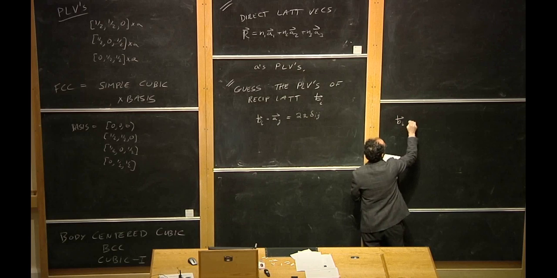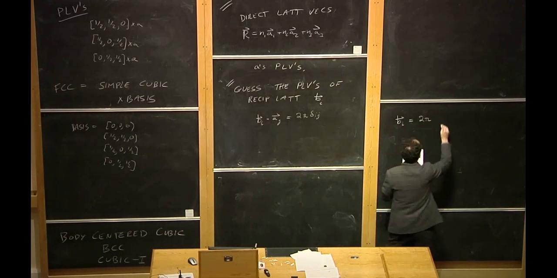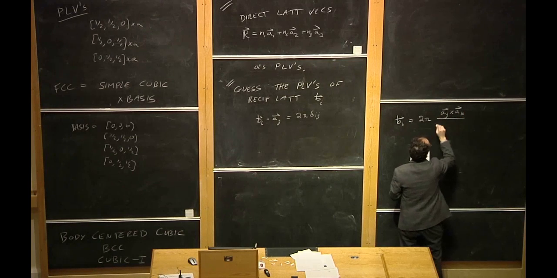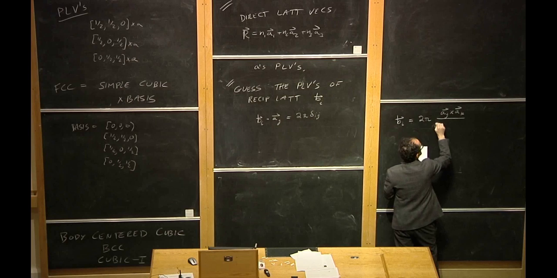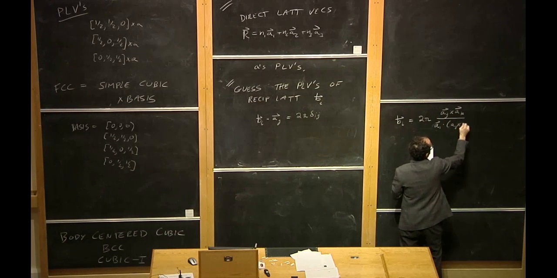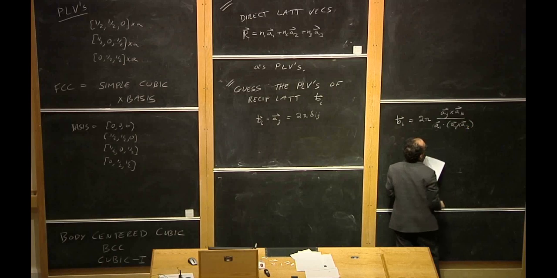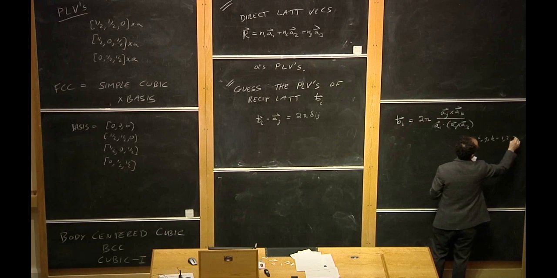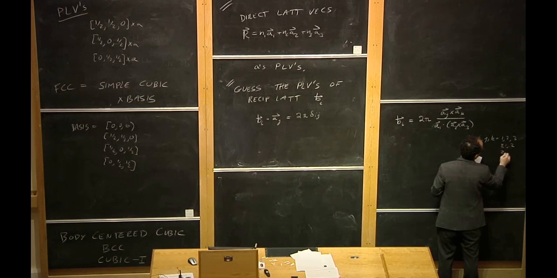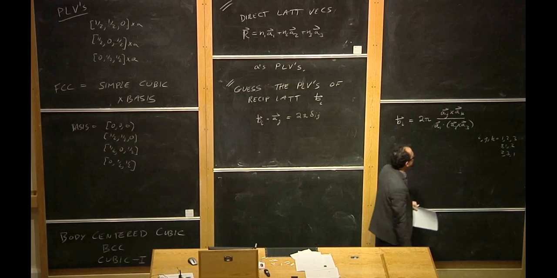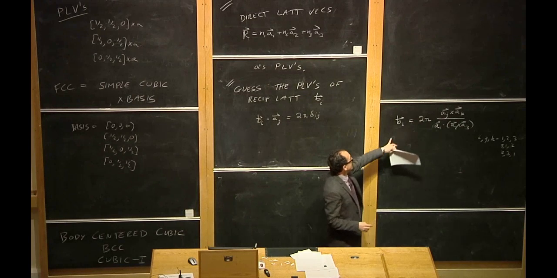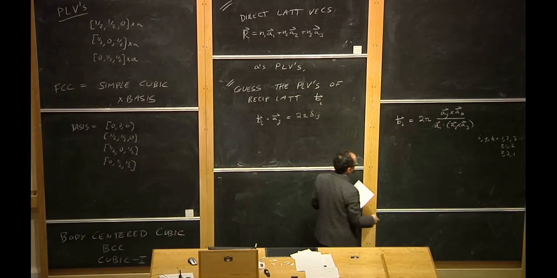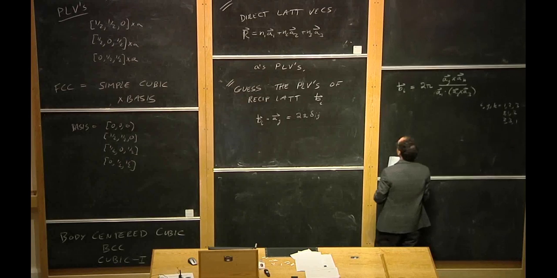B sub i equals 2 pi a_j cross a_k over a1 dotted into a2 cross a3. And this is for ijk equals 1, 2, 3, or 3, 1, 2, or 2, 3, 1, so in the cyclical way. So I claim that this expression for B will satisfy this definition of B. And to check it, let's just find out if it's true.